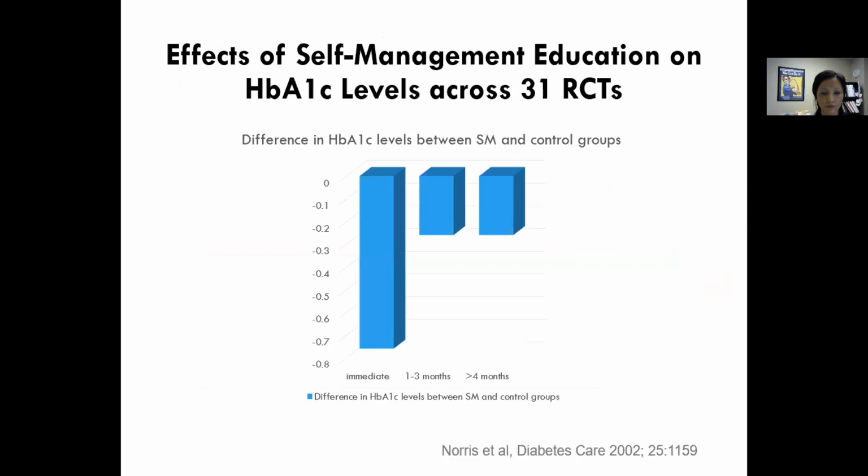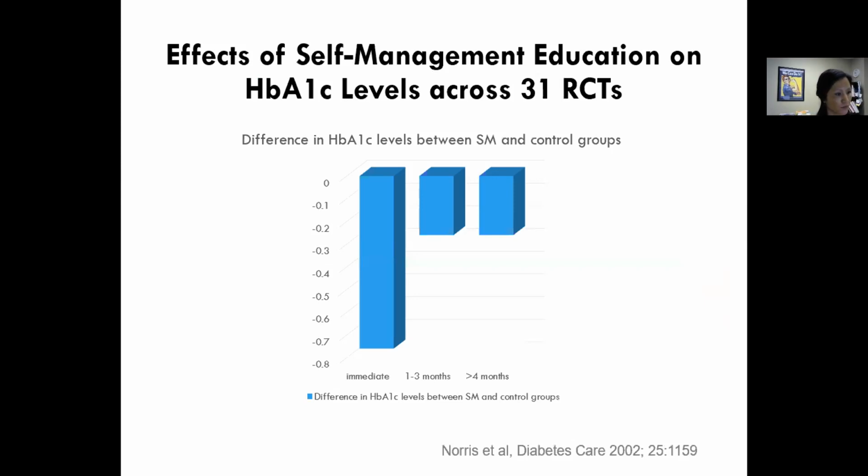I just wanted to include this slide. It's a little old, but it's a very effective slide. This was a meta-analysis done by Norris et al. around self-management education and its impact on hemoglobin A1Cs for patients with diabetes. It looked at 31 randomized controlled trials, and what they noticed was that in each of the trials, there was an immediate impact on hemoglobin A1Cs. That is, it dropped A1Cs by 0.7 of 1%. So it's a big deal in terms of their impact.